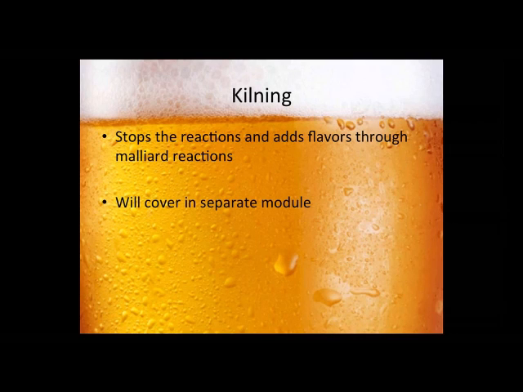Kilning stops this reaction. All of this is happening inside the grain as we're steeping, as it's germinating. We're activating enzymes, and we're converting our starches over to sugars. As soon as we start to heat this reaction up, we deactivate, we denature some of these enzymes, and we stop the process. Also, we can add some flavors and color through Maillard reactions. We'll cover that in a separate module.